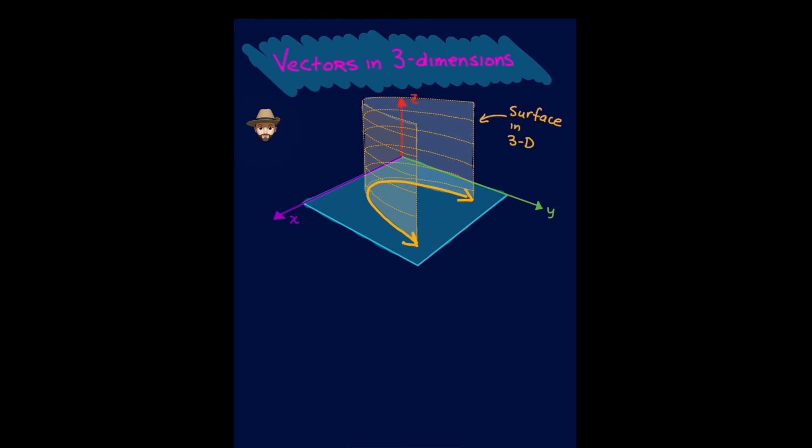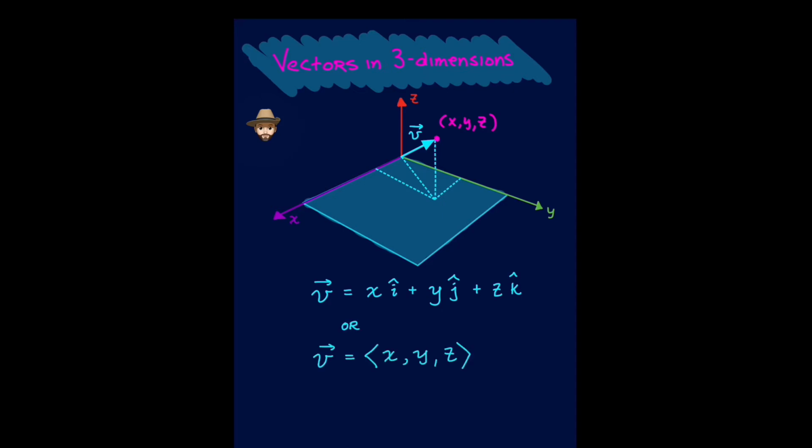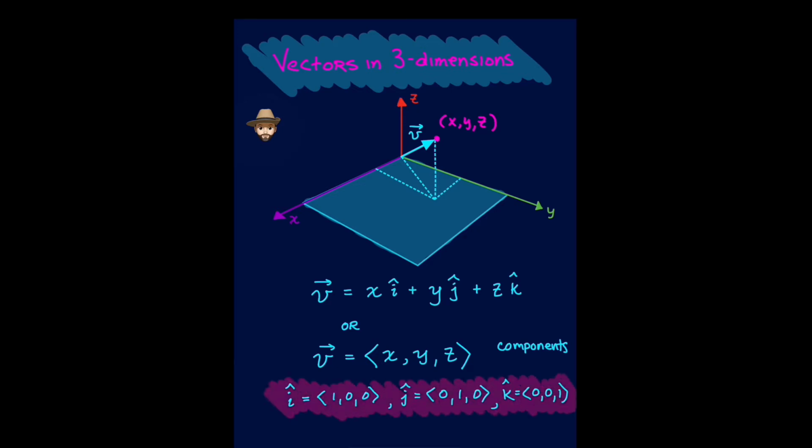So a vector v can give you the distance from the origin and the direction that a coordinate point x, y, z is from the origin, and x, y, z are called the components of this vector. This vector also has vectors i, j, k, which are called unit vectors, or the basis vectors for this vector representation.